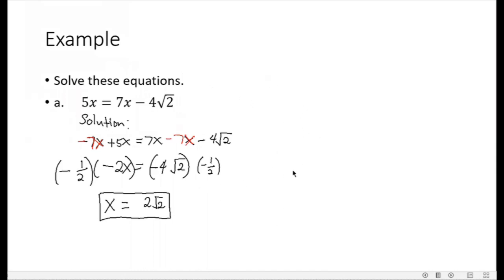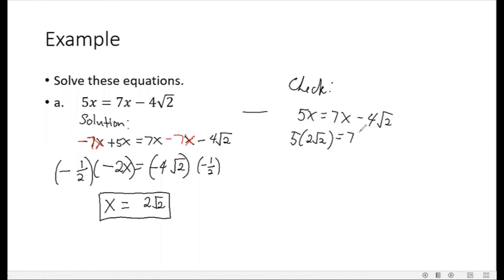Okay, for the checking, let us verify that our value of x is correct through checking. We have the original equation 5x equals 7x minus 4 square root of 2. So we substitute the value of x. Instead of x, we use 2 square root of 2 for the left side. And for the right side, we have 7 multiplied by the value of x, 2 square root of 2, minus 4 square root of 2.